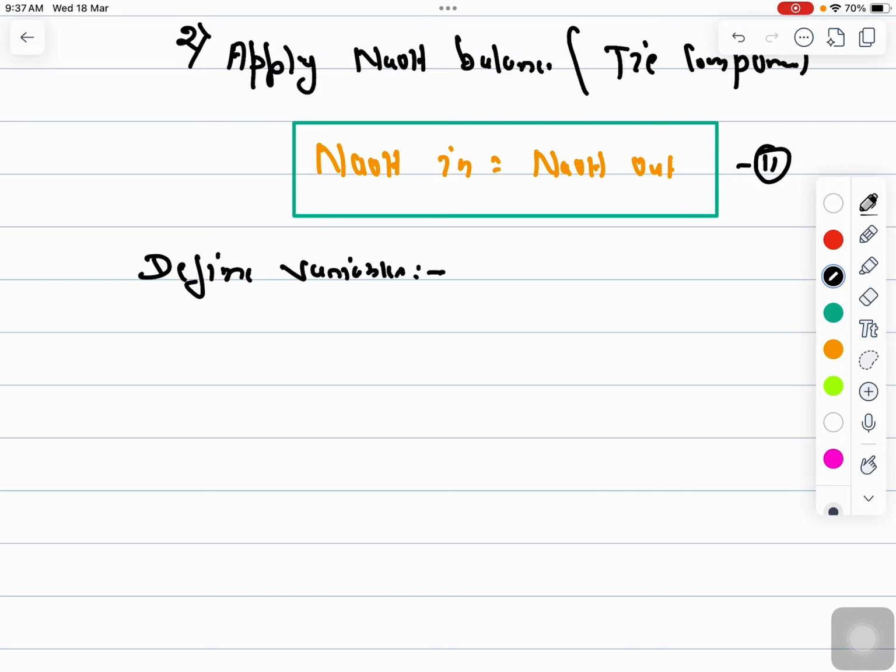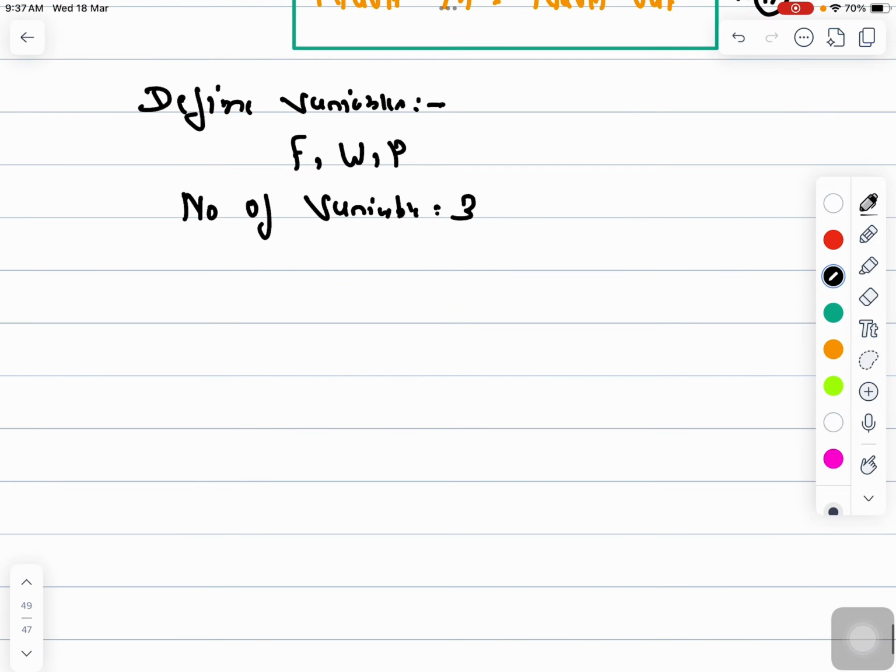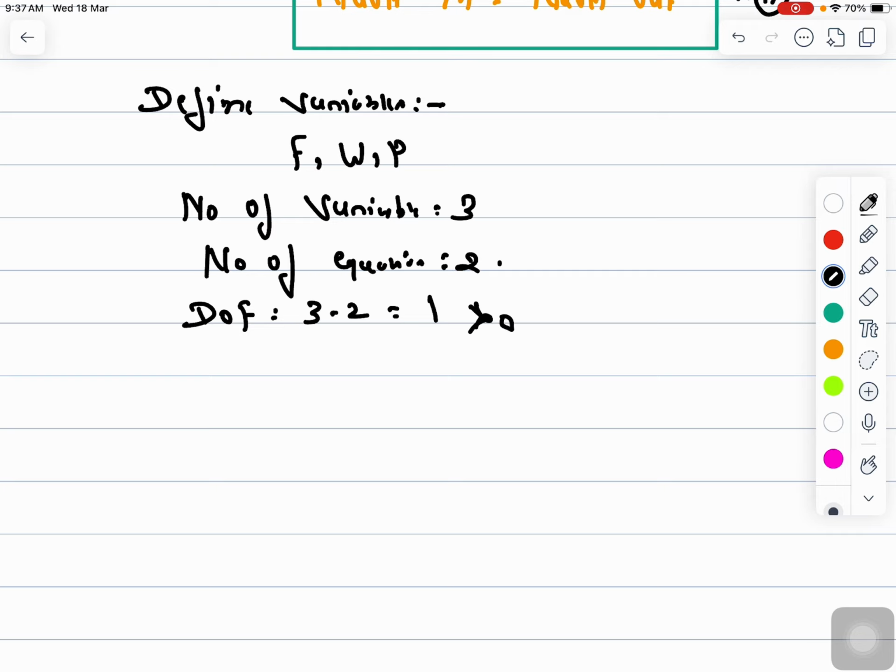Now I'll define variables. The variables are feed, water and product. So here you can see the number of variables is 3, and the number of equations we have got is 2. So what will be the degree of freedom here? That is equal to 3 minus 2, that is equal to 1. And it is greater than 0, right?